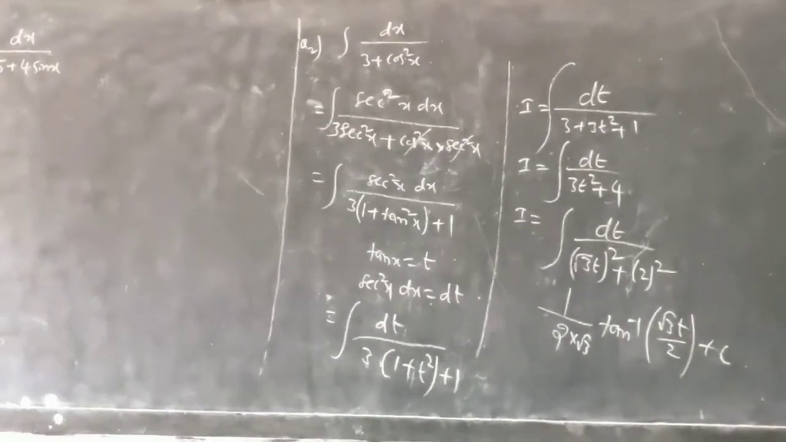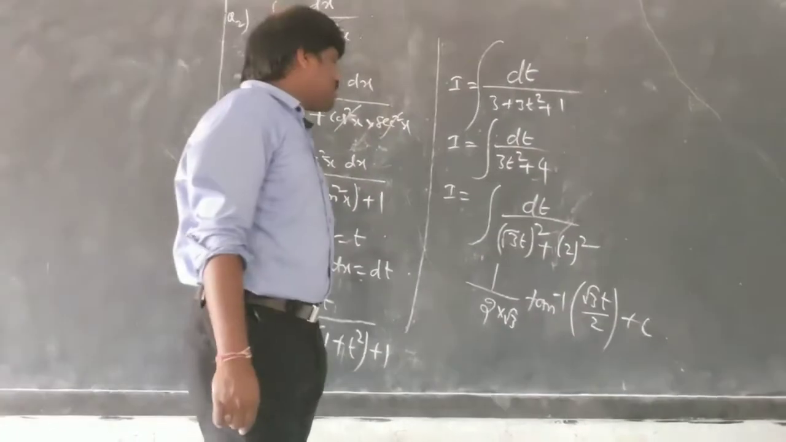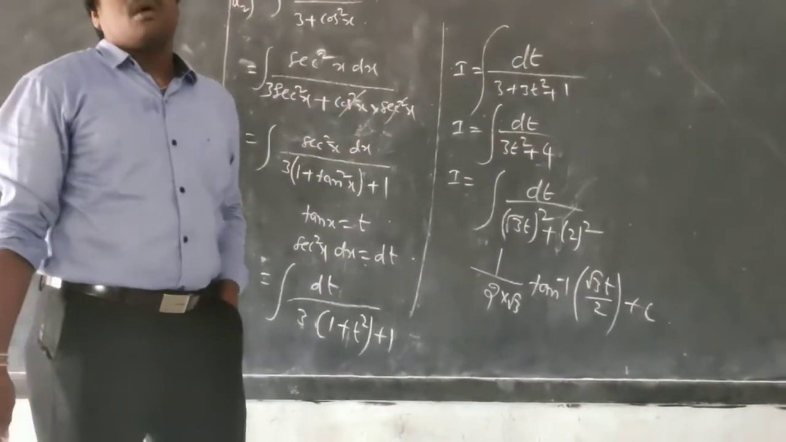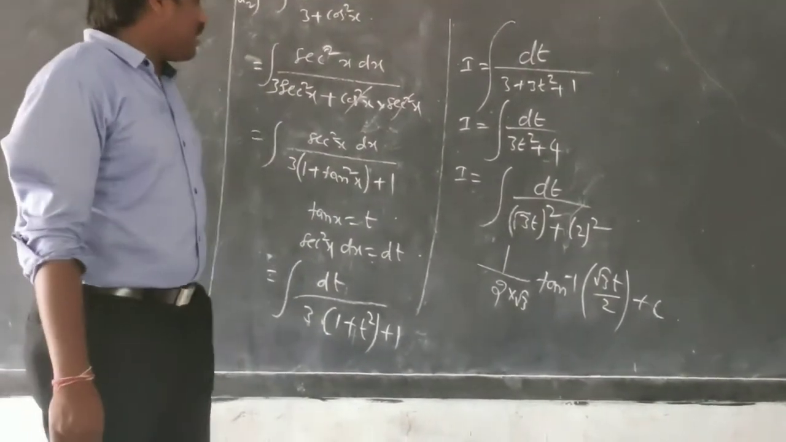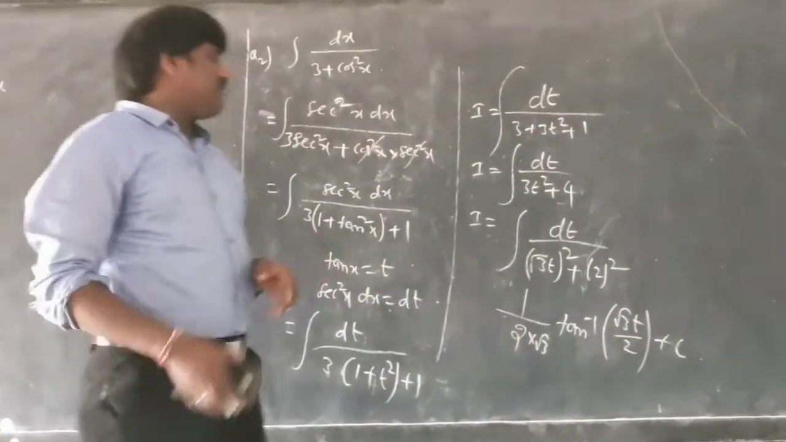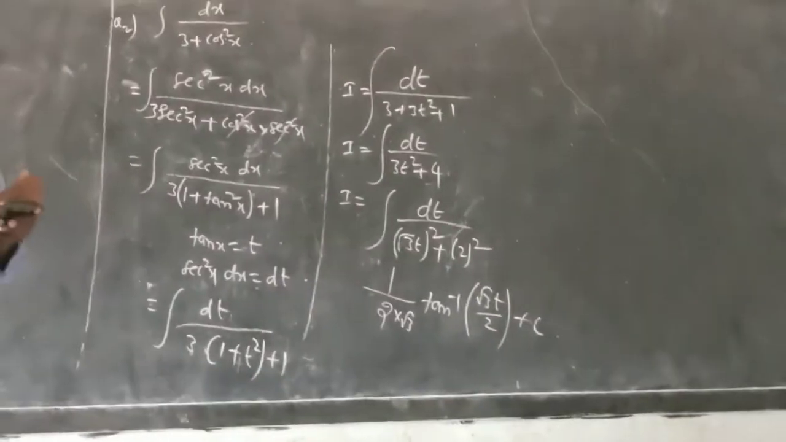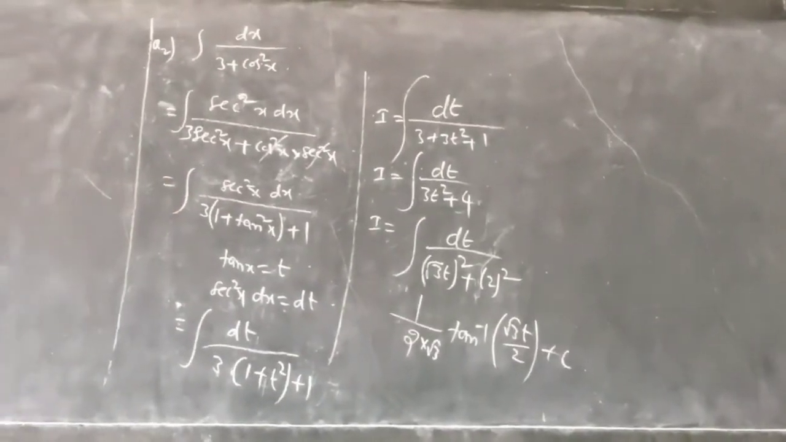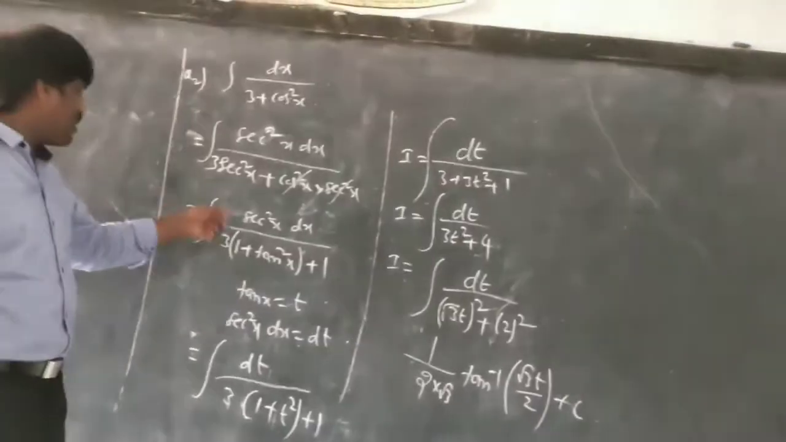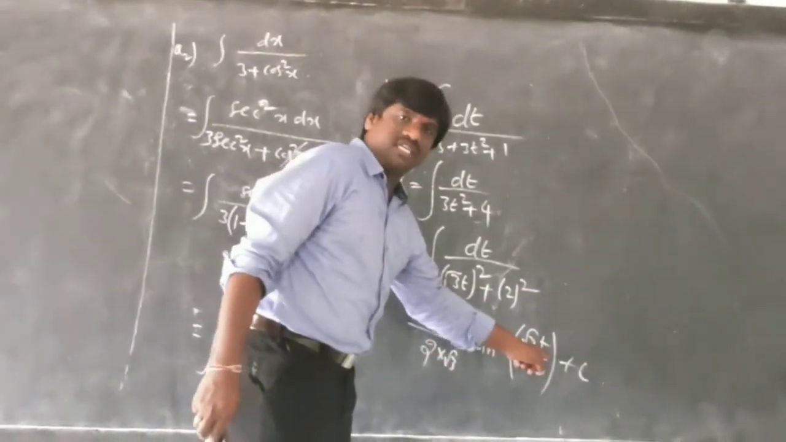Understand? What we can do here, we write root 3t whole square, x square plus a square. What is the integration of 1 upon x square plus a square? 1 upon a tan inverse x by a, that is 1 upon 2 into root 3 tan inverse x by a. That is your answer. Understood? Final answer is this. Let us see, what is t here? Let us substitute t. T is tan x. Finally, you have to substitute tan x in the place of t.